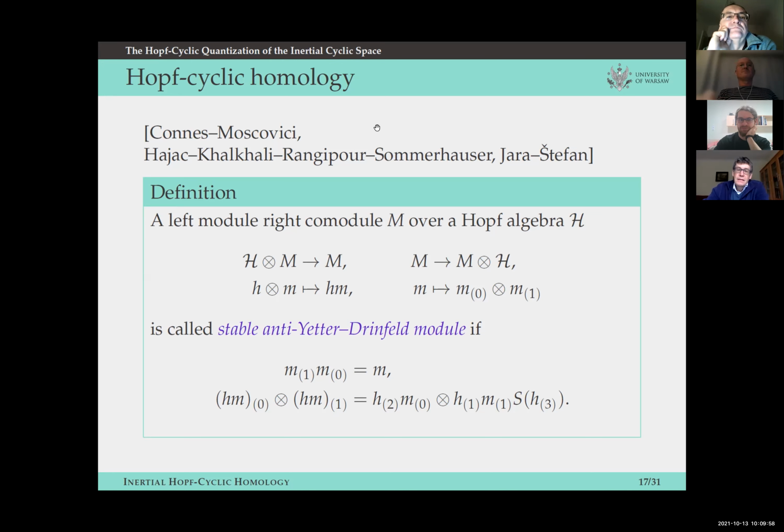the following two conditions hold. The first one, the first equality, means that if you take a comultiplication on this module, next we change the order of tensorands in the result of this comultiplication, and next multiply these tensorands, we obtain this element m again. Okay, and this is called stability. The second condition is called the anti-Yetter-Drinfeld condition, which is a compatibility between the left module structure and right comodule structure. And you see that the antipode of the Hopf algebra H is involved. And in this theory, many things depend on invertibility of this antipode.